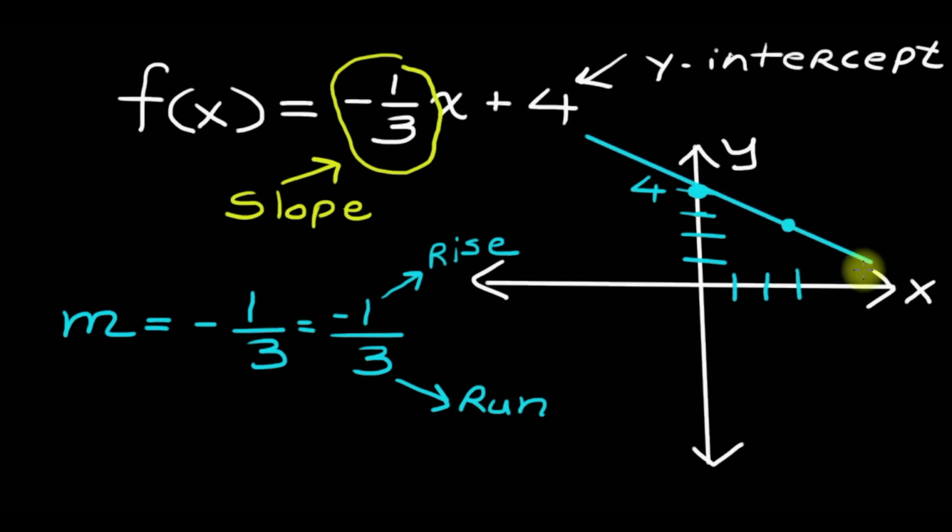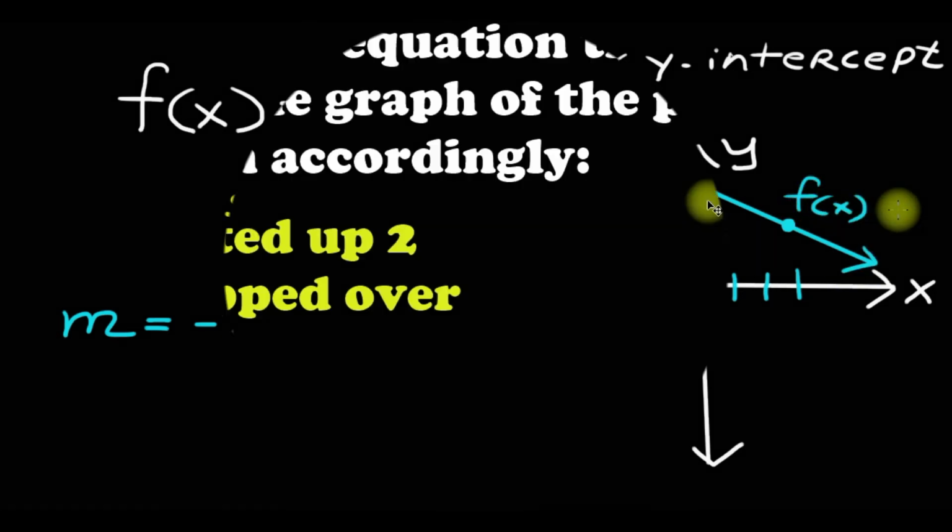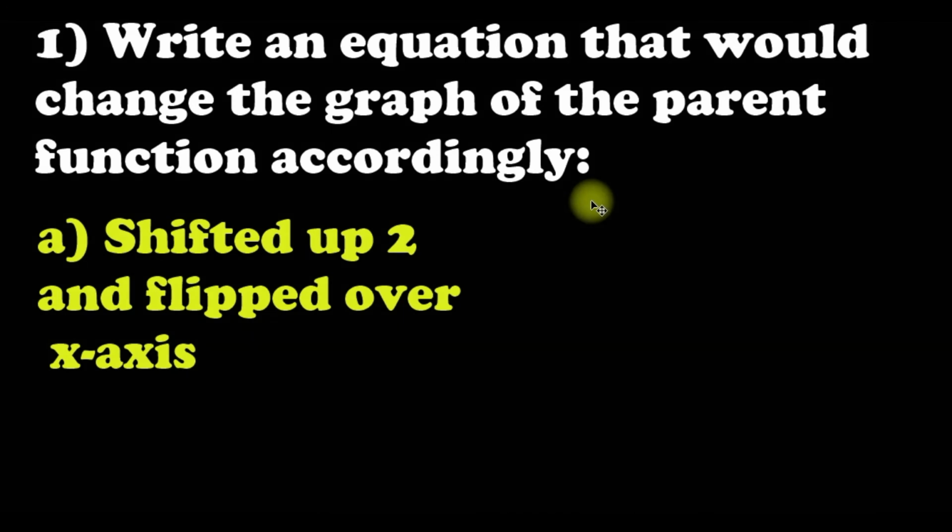Okay, so there's your graph. Okay, so that's the graph of f of x. Okay, this is the first one we're going to look at. So this example said to write an equation that would change the graph of the parent function accordingly.